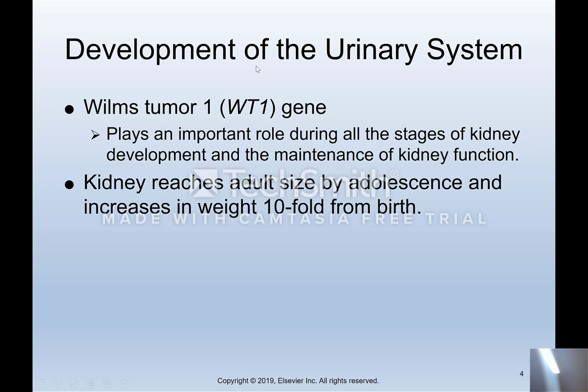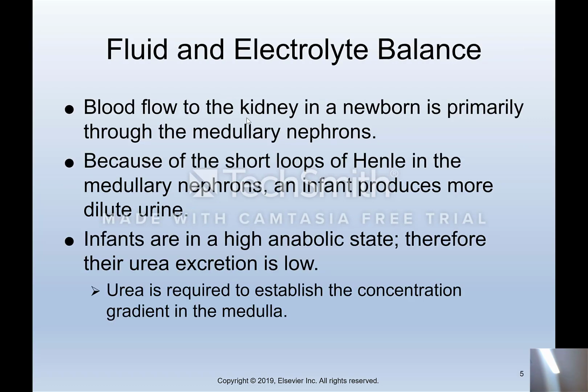So here you have a gene that causes tumors in certain people, and actually is absolutely essential for the development of the kidney. Blood and electrolyte balance. Blood flows to the kidney in the newborn primarily through the medullary nephrons, and because of the short loops of Henle in the medullary nephrons, the infant produces more dilute urine. Infants are in a high anabolic state, and therefore their urea excretion is low.